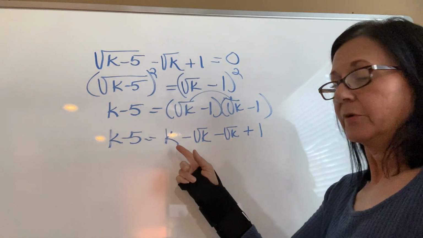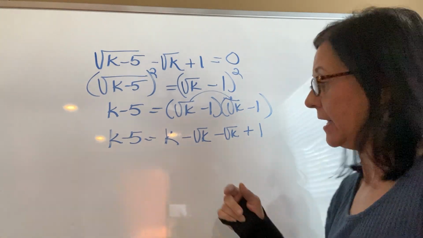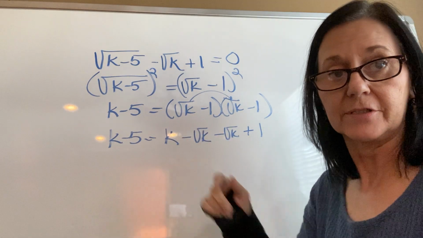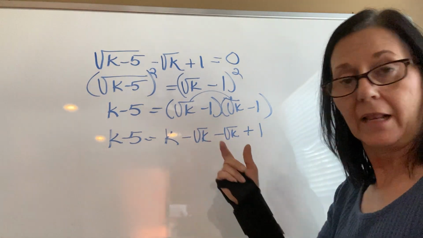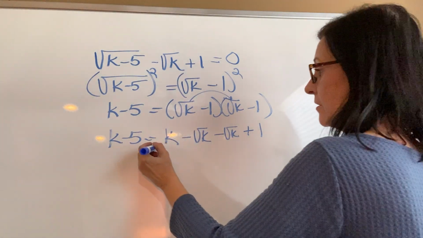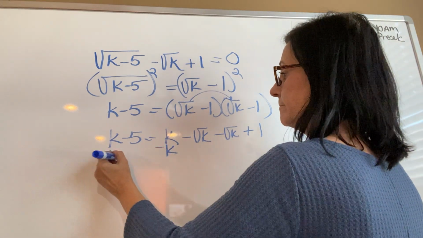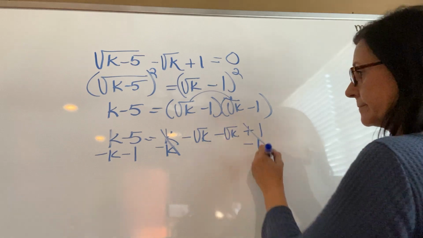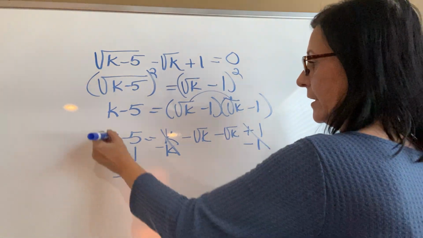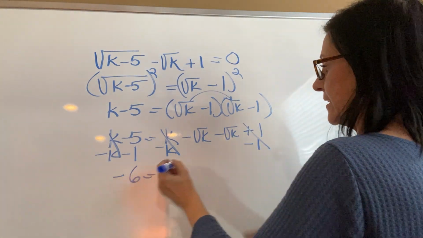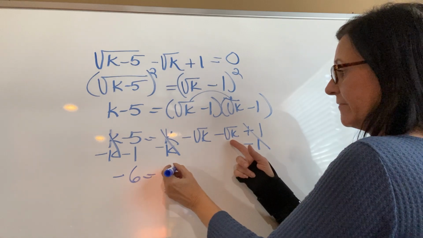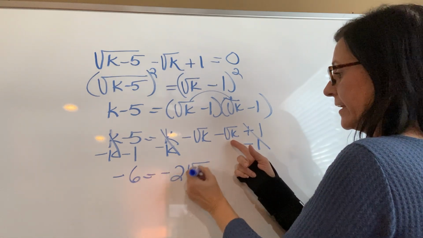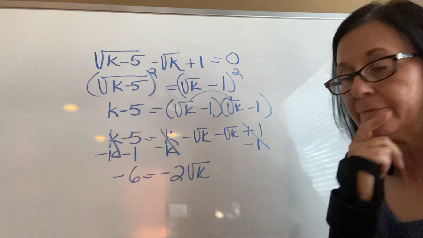Now, I'm going to move k to the other side. I'll move 1 to the other side and combine my like radicals. So I'll subtract k. I'll subtract 1. And we're left with -6 equals -2 square root of k. There's 2 of them, okay?